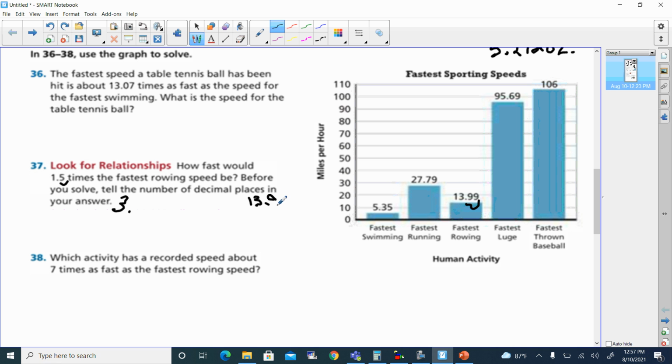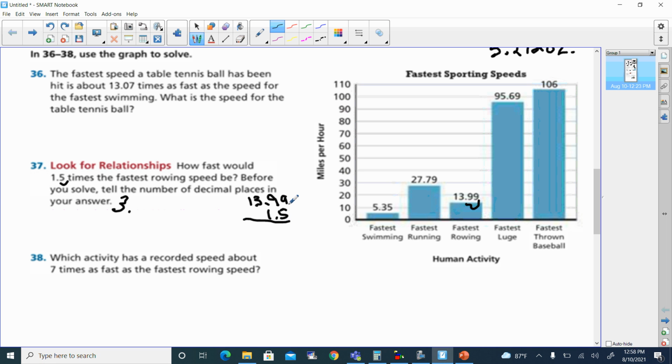13.99 times 1.5. I don't have to line up my decimals when I'm multiplying and dividing, okay? Only when I add and subtract. Because I'm going to multiply just like I would normally would.